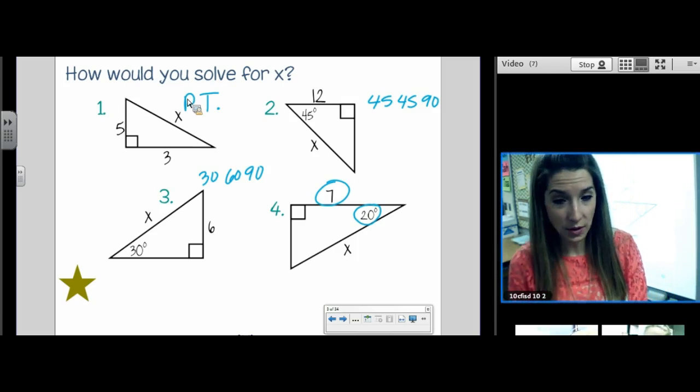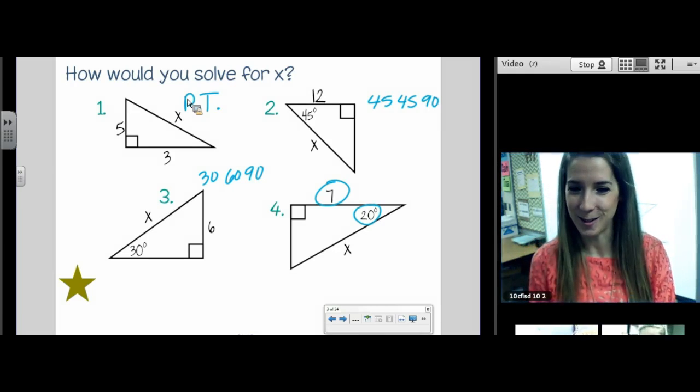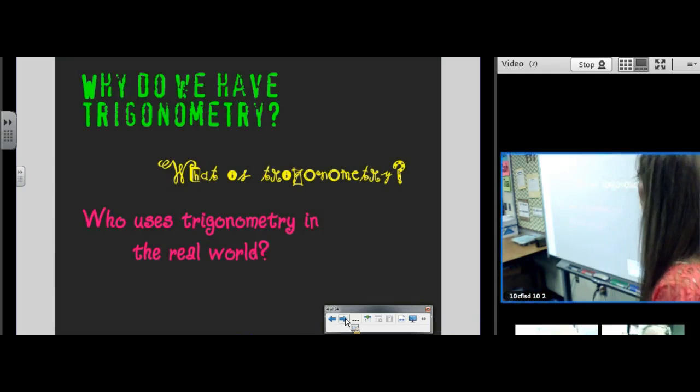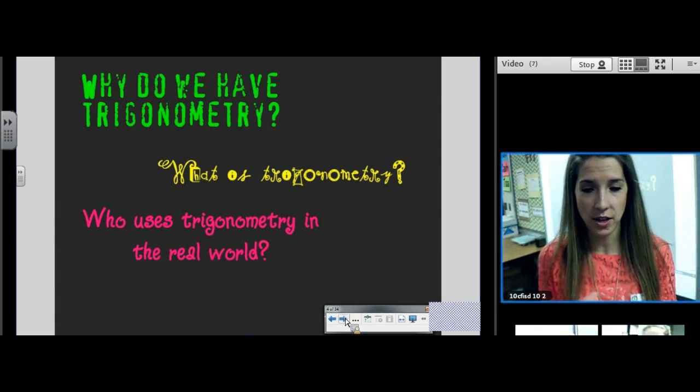So we're starting a new unit. It's going to be very short, and it's called trigonometry. Sounds really fun, huh? It's going to help us solve for missing sides and angles of triangles. So why do we have trigonometry? What is trigonometry, and who actually uses trigonometry in the real world?